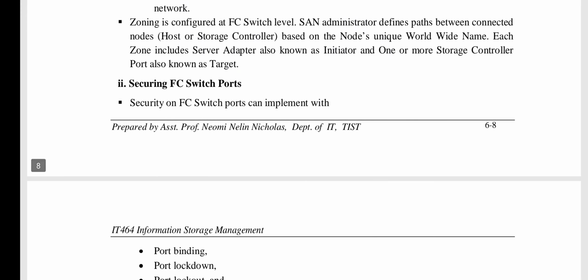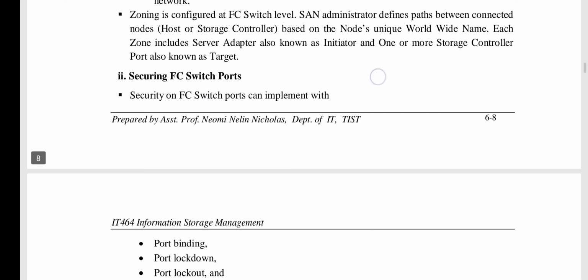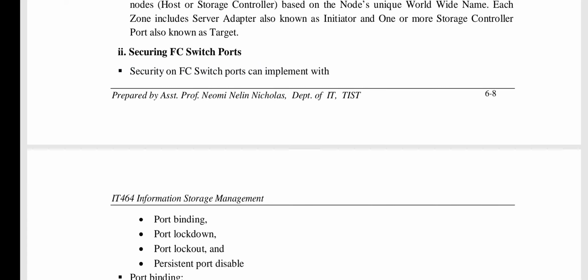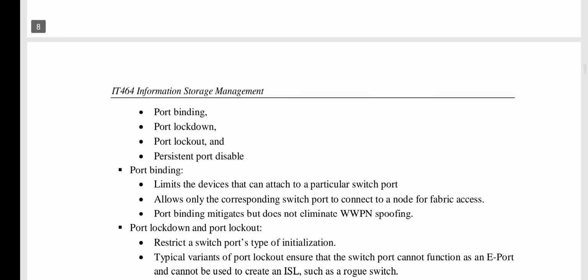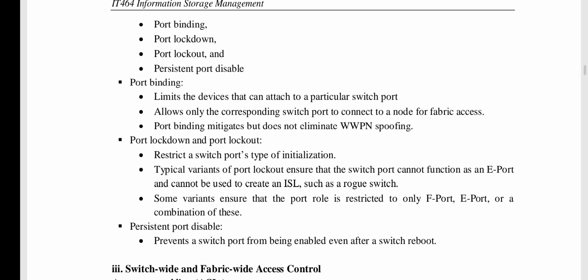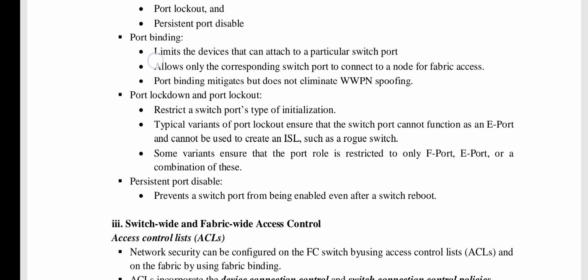Next type of security mechanism in SAN is securing FC switch ports. How are the switch ports secured? It can be implemented mainly by four mechanisms: port binding, port lockdown and lockout, persistent port disable. Port binding limits the devices that can be attached to a particular switch port, so in a way it provides security. These are in view of ports.